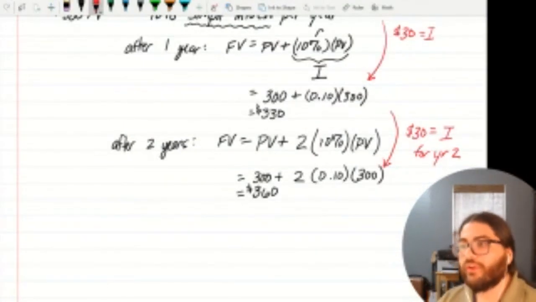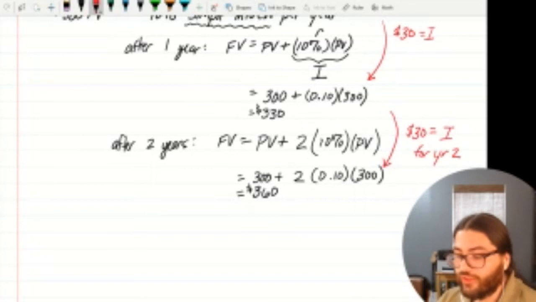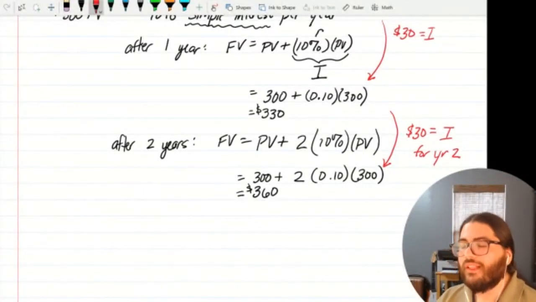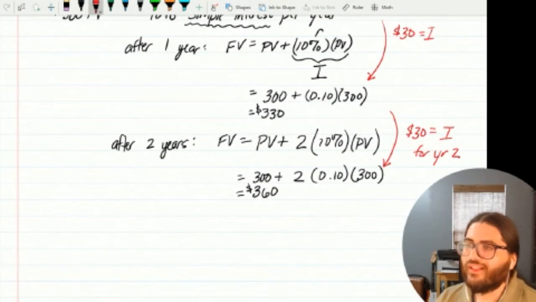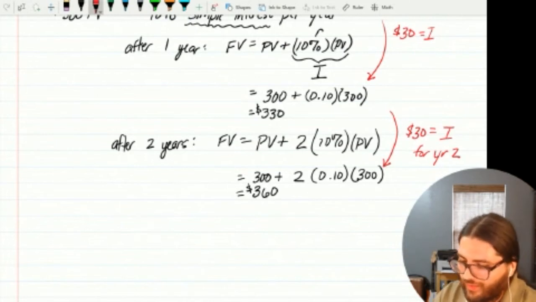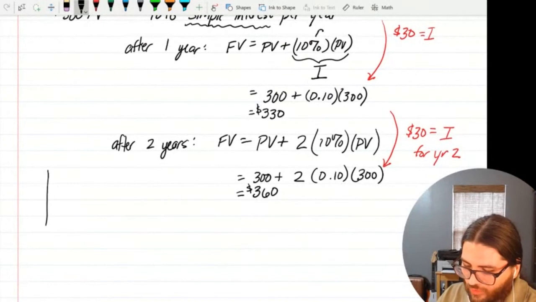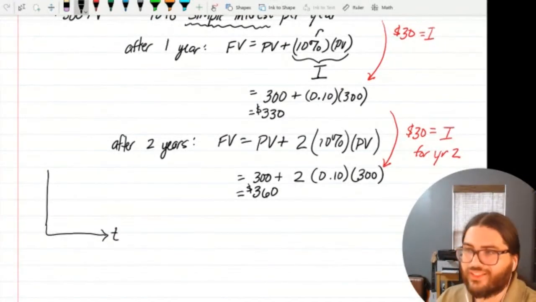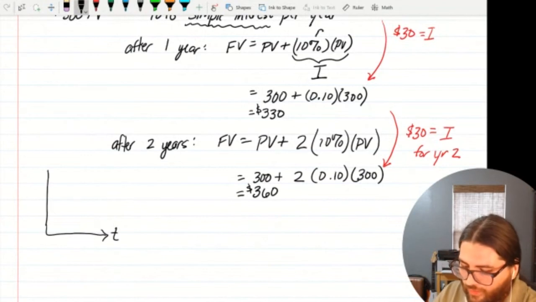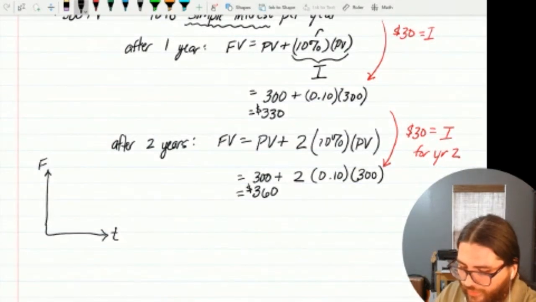You see, the interest amount actually didn't change between the first year and the second year. That's how I knew this was simple interest, right? Or more likely, I would be told it was simple interest, and so I would expect that that would not change. We don't do a lot of graphing in this class, but if we did, our graph would look something like this, right? On the x-axis, I would put my time, and on the y-axis, I would put the future value.